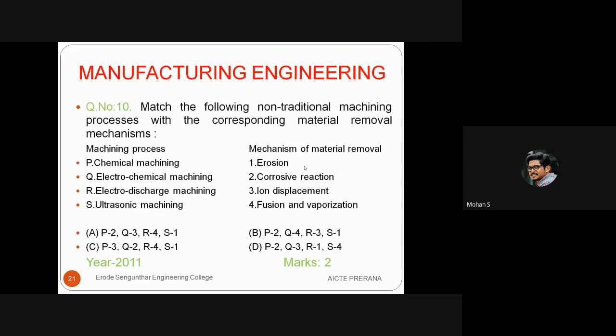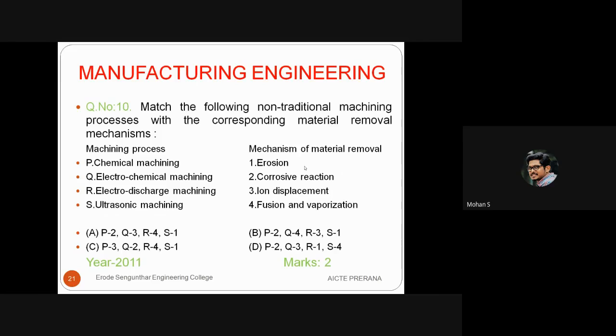And finally, after completing all the questions, come back to this question. Think once again. When you are confident, then you can go with your answer. Right. So they have matched some options already. Let us see. For chemical machining, they have matched it with corrosive reaction. For electrochemical machining, ion displacement. Electro-discharge machining with fusion and vaporization, and ultrasonic machining with erosion. This is your first option.